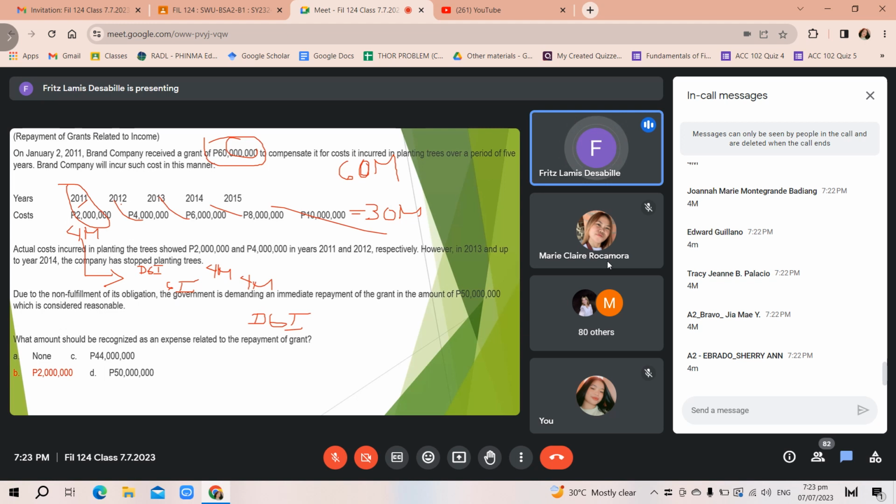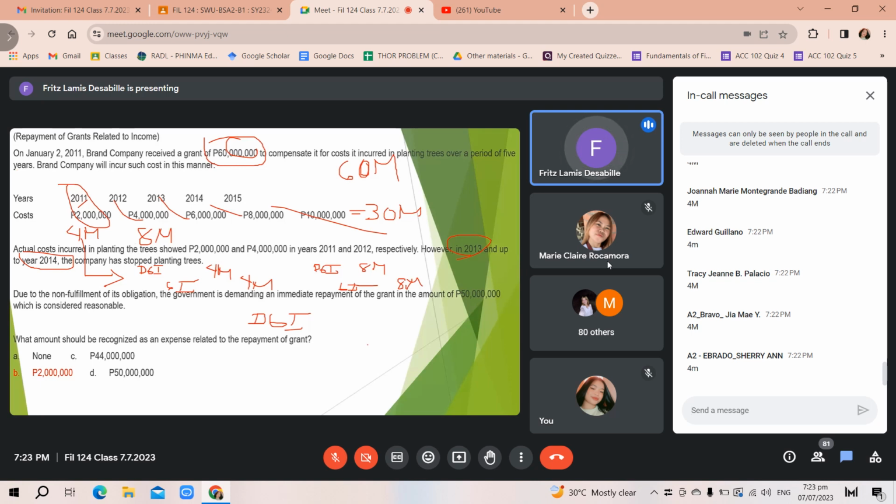Now in 2012, same lang ni siya, 8 million. So nag-debit na po tayo ng grant income for 8 million. Okay. Now in 2013 and 2014, wala tayong cost na na-incur kay wala na tayong plant ng trees. So wala tayong grant income na recognize. Dapat.